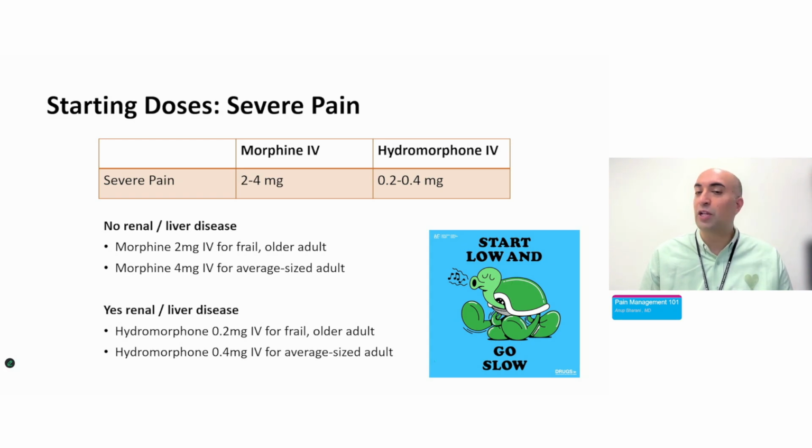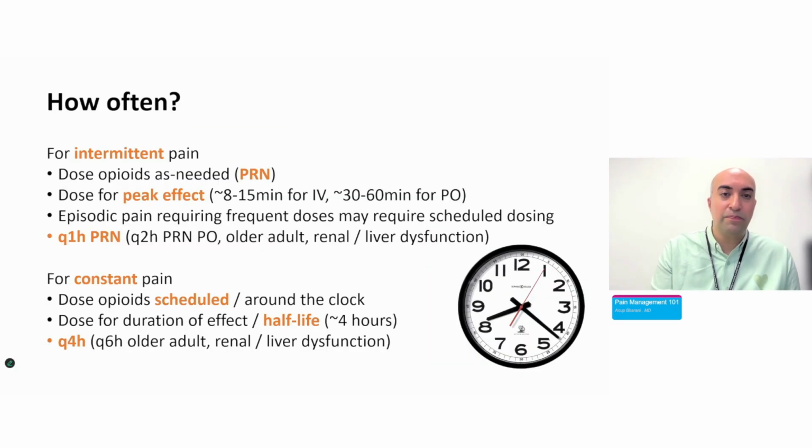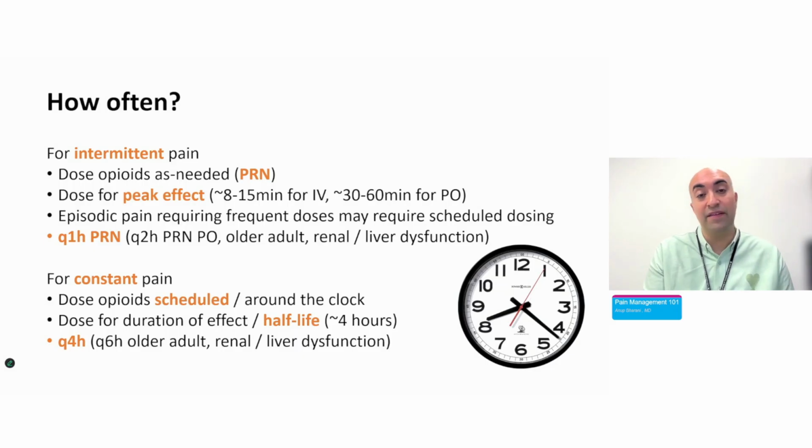Similarly, starting low and going slow with 0.2 of IV Dilaudid or 2 of IV morphine, and then increasing from there. You'll often go to the ED where people have gotten 4, 6, 8 right off the bat. Recognizing that our patient population tends to have other comorbidities or is a little more susceptible to side effects, we tend to start low, because you can increase it within 10 or 15 minutes for an IV medication if you wanted to. So how often are you going to give it?